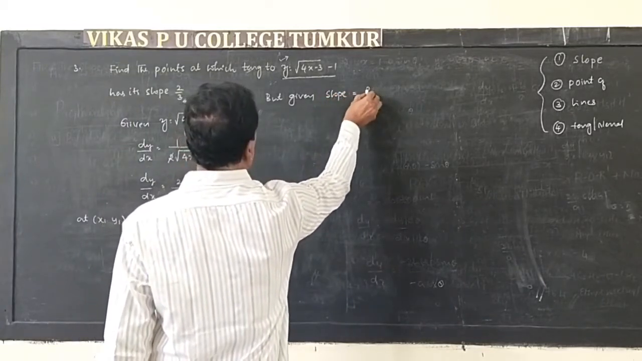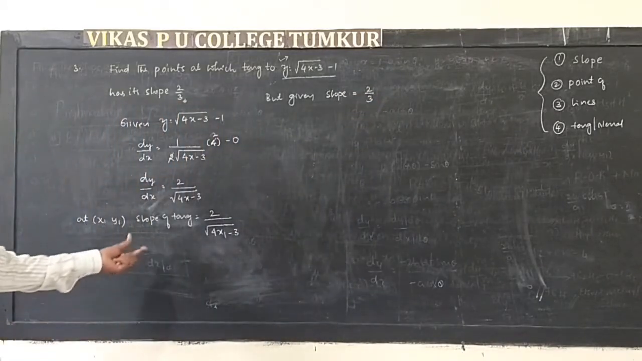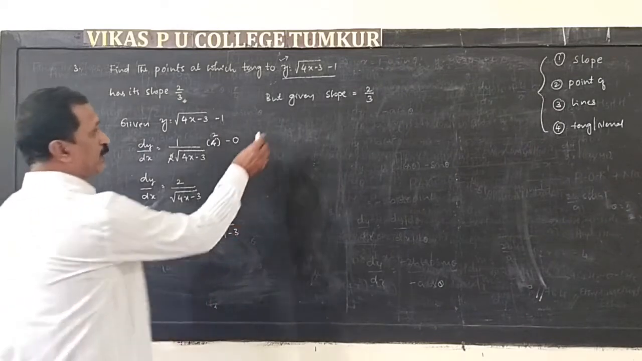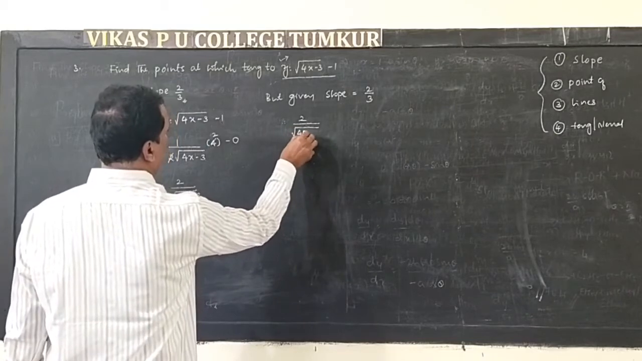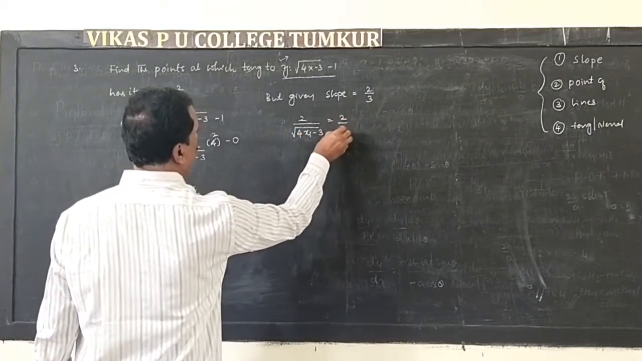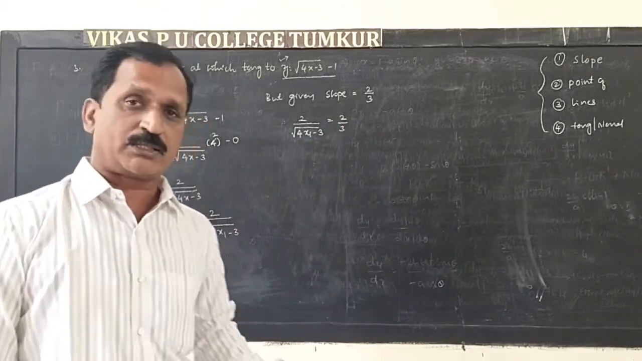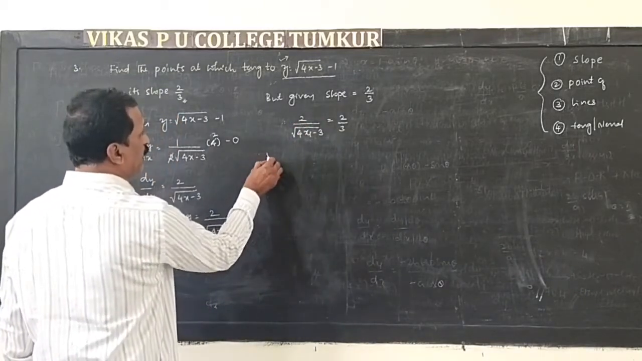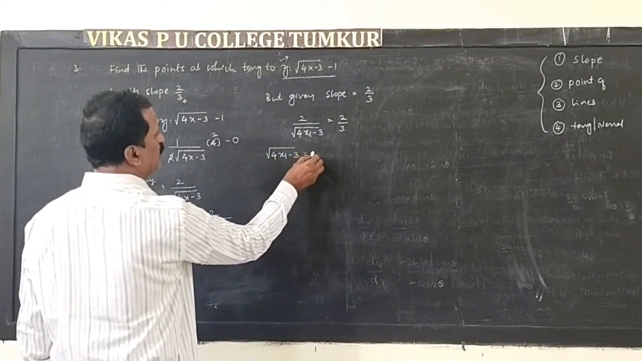The slope is given as 2/3. What is the slope of the tangent? The slope of the tangent is 2 by root of 4x minus 3. Therefore, 2 divided by root of 4x1 minus 3 should be equal to 2 divided by 3. Shall I use simple mathematical calculations to find x1? The numerators are equal on both sides, so the denominators must be equal. Root of 4x1 minus 3 should be equal to 3.